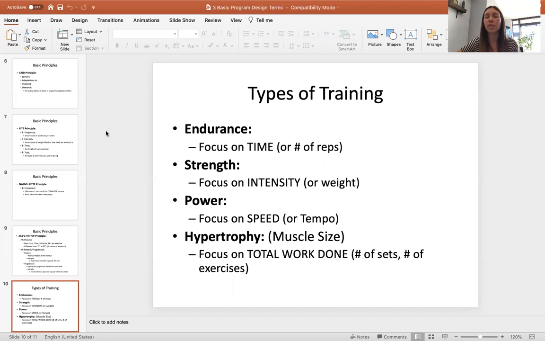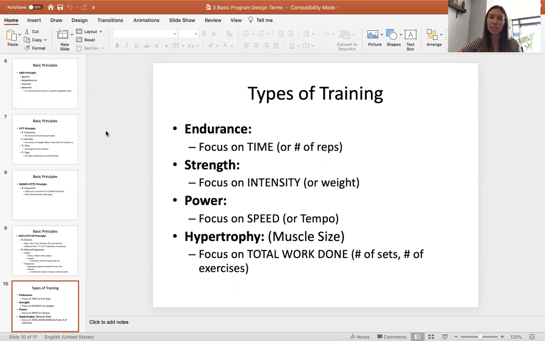Okay, so strength. This focuses on the intensity or the weight. How much weight can we actually lift? How strong is that person? How much weight can they lift close to their maximum? Things of that nature. So if we're thinking about this, it could be anywhere from 2 to 6 sets, and the intensity of the workout could be 75 to 85% of your 1 rep max.